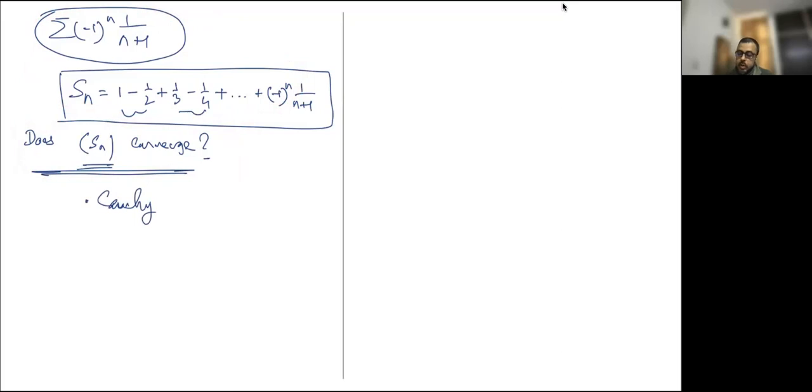Here it is not monotone because alternately they go up, come down, go up, come down, right? Because the signs alternate. So monotonicity we cannot use here. Sn is not monotone. Cauchy is something which we can try. So let's try that. So let us do the following. Let's look at, let's say, S5 minus S9.